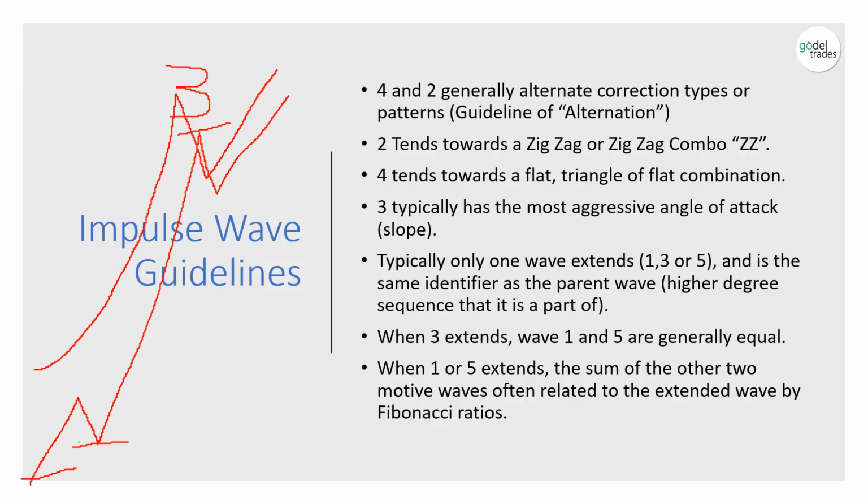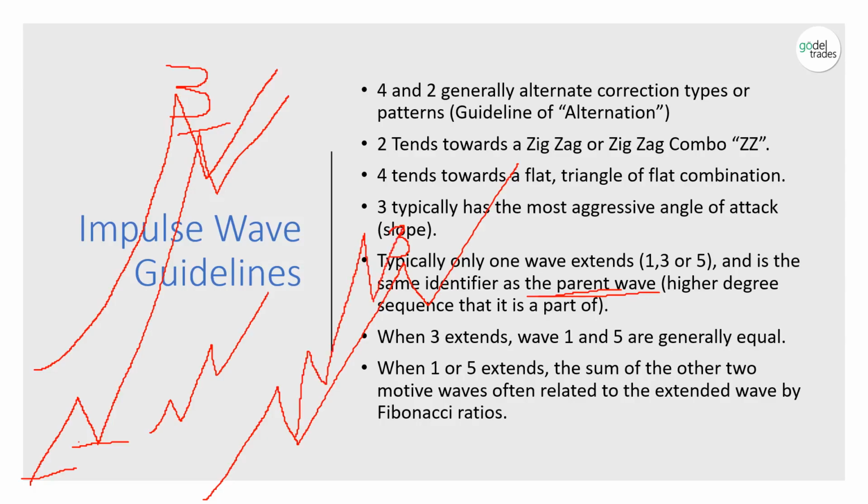So typically of a 5-wave sequence, only one of the waves will extend. It's usually the third wave, and it's usually the same as the wave that extends of the higher degree sequence, or the parent wave that this entire 5-wave move is a part of. So let's say you've got a major 5-wave move on a monthly chart, and you see this wave 3 is extended. Within that wave 3, its wave 3 is usually extended, okay? And that's where you get your third of a third breakouts that tend to happen.